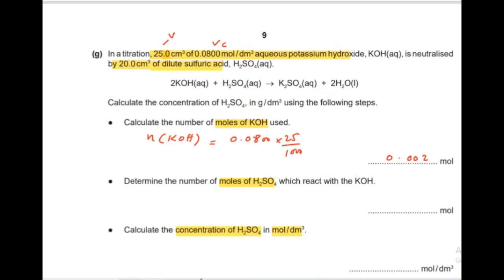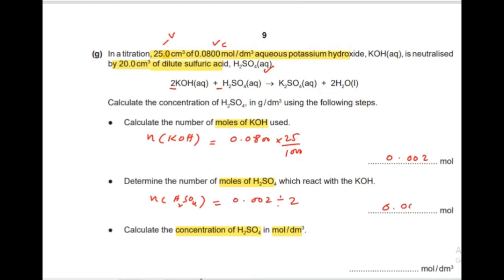Determine the number of moles of sulfuric acid. Now you can use the stoichiometry. Sometimes students use the molar gas volume concept and start dividing 20 by 24,000 to get moles. This is not the way. This is not a gas. This is an aqueous solution. So you'll have to use the stoichiometry concept to get the moles of sulfuric acid. As you can see, this reaction is between potassium hydroxide and sulfuric acid in 2:1. So the moles of sulfuric acid are half as compared to the moles of potassium hydroxide. If you want to get the moles of sulfuric acid, just make it half.